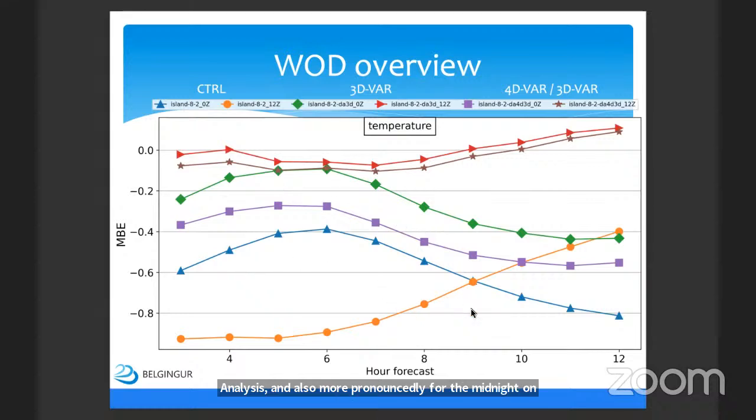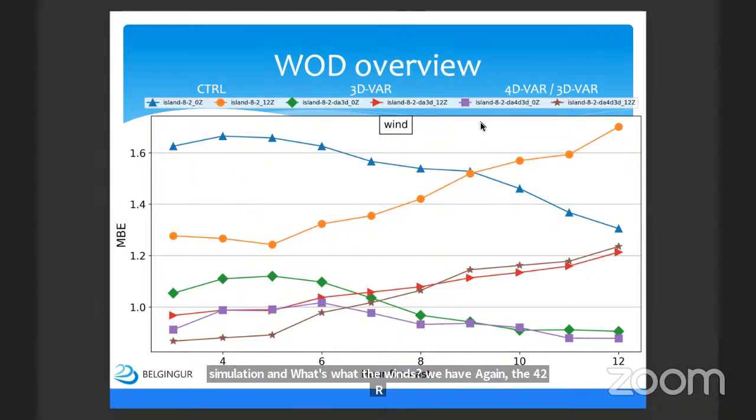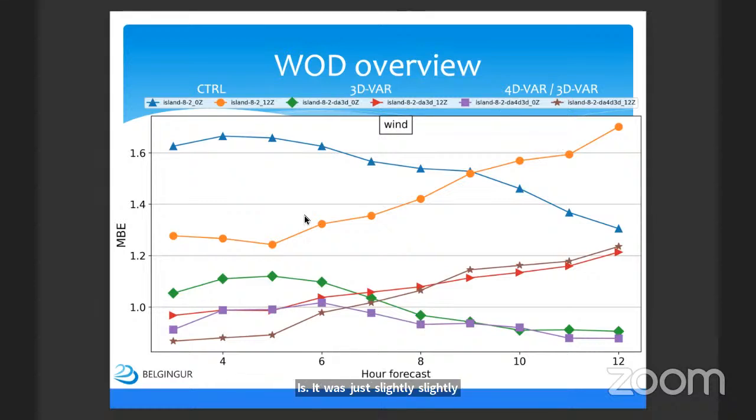But all cases with 3D VAR or 4D VAR, regardless of how we mix it up, are a considerable improvement to the control simulation. But for the winds, we have again the 4D VAR, 3D VAR, I would say, slightly better than a pure 3D VAR, although it's not as pronounced as the mean absolute error and the root mean square errors.